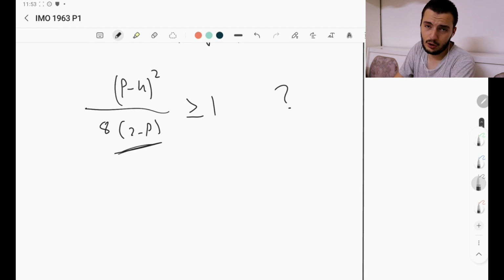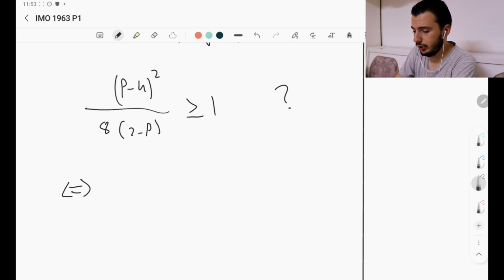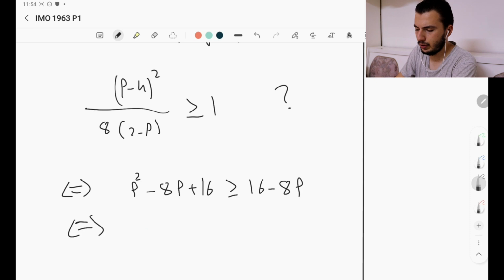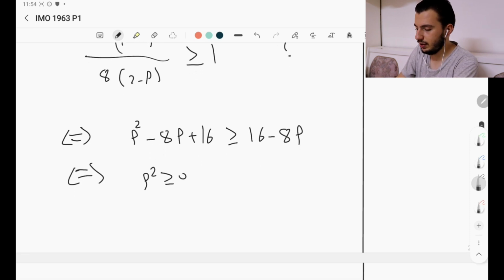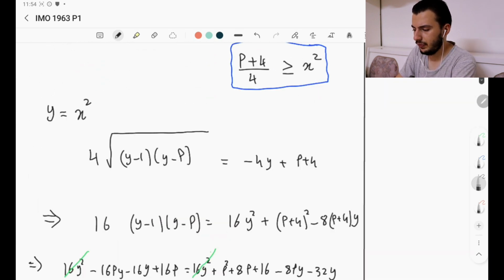Well, because we know this is positive, we can multiply both sides by the denominator, no problem. So this is actually the same in this case as saying that, let's expand immediately, p squared minus 8p plus 16 is greater than or equal to 16 minus 8p. Alright, this is cool. p squared is greater than or equal to 0, which is correct, of course. So exactly, condition number 1 is good.